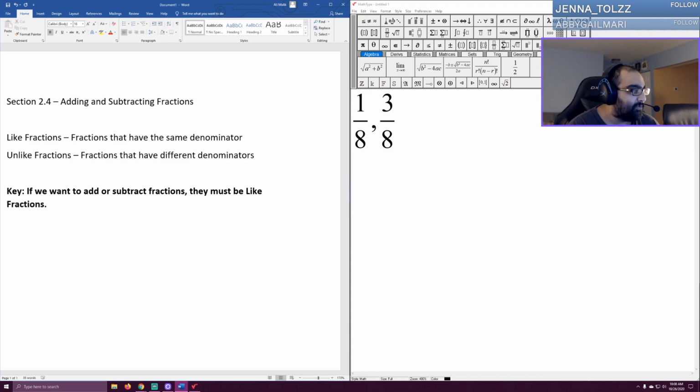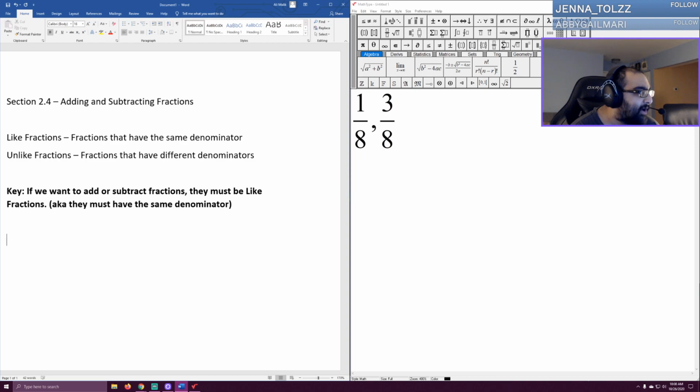So again, they must have the same denominator. We cannot add or subtract before we actually see if the fractions have the same exact denominator across the board. That's going to be one of the biggest things that we're going to be looking at in this section.